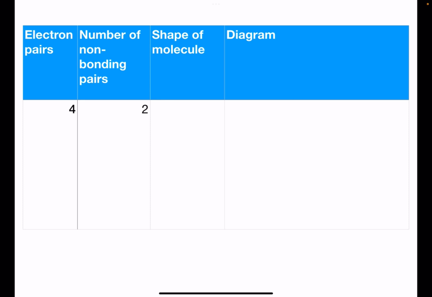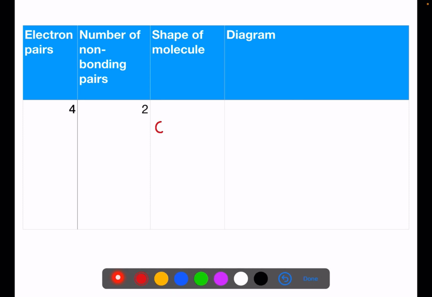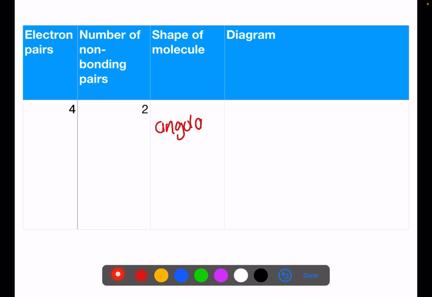Let's start introducing some non-bonding pairs. So if you have 4 electron pairs in total, but 2 of them are non-bonding, this is going to be angular. So this is what happens when you have water. So the two non-bonding pairs are going to get as far away as possible. So overall the shape will be tetrahedral, but the actual molecule itself, if you cover up these two, has this angular shape.